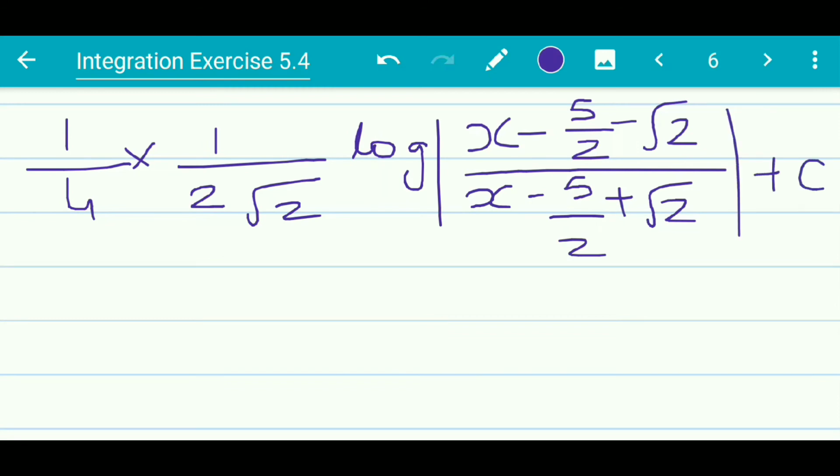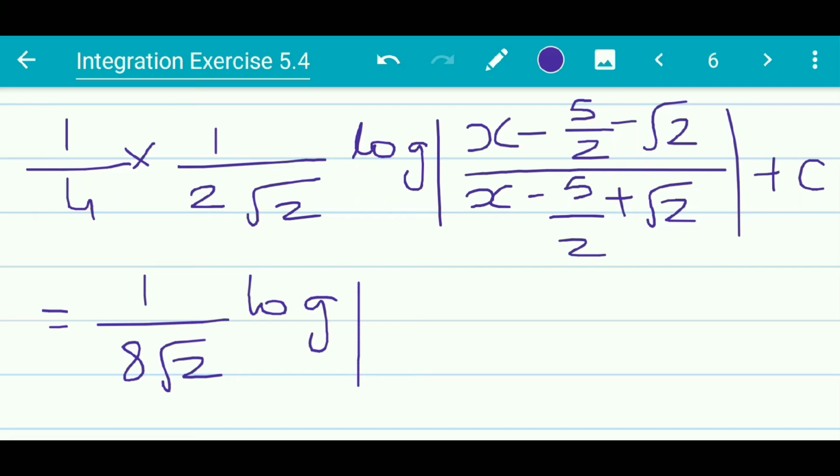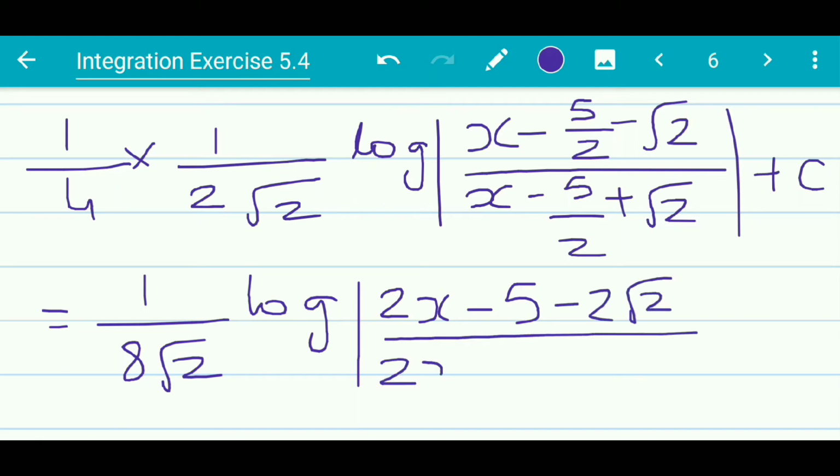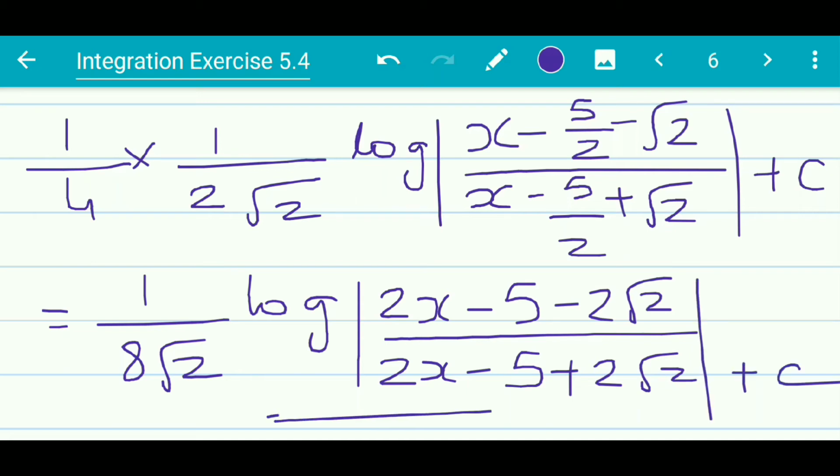Now we can combine outside the log sign whatever terms are there, that is 1 upon 4 into 2 root 2, which is 1 upon 8 root 2, log mod of, now cross multiply with 2, so we get 2x minus 5 minus 2 root 2 upon 2x minus 5 plus 2 root 2, and plus c. So this becomes our answer.